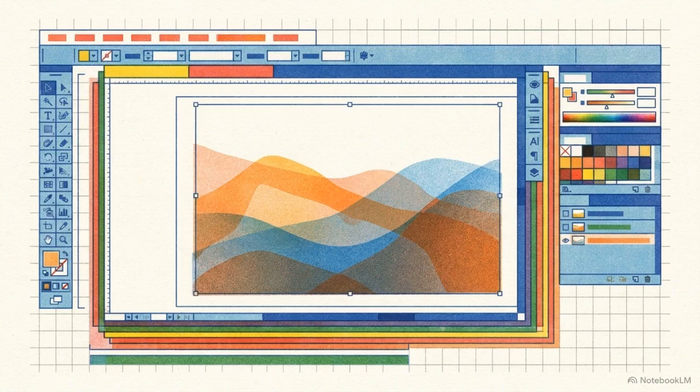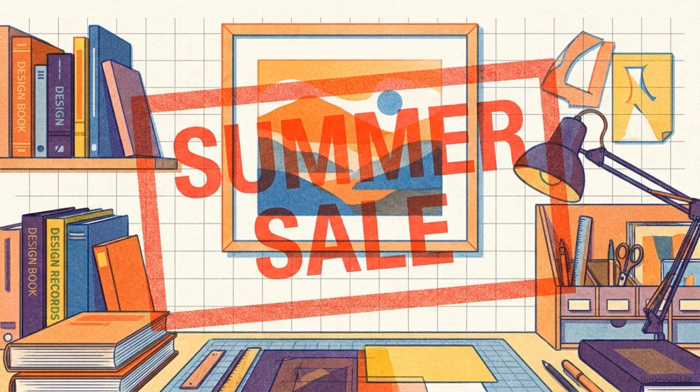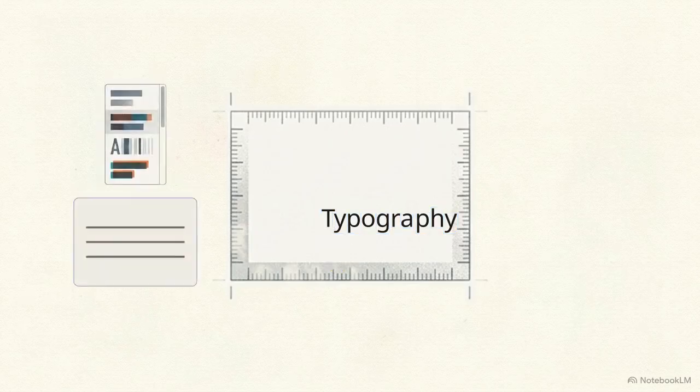You've nailed the color palette and found the perfect background image, yet when you finally export the design, it still feels amateur. It's a common roadblock, and the culprit is almost always the text. To fix this, you have to look past the words themselves and focus on the typography.